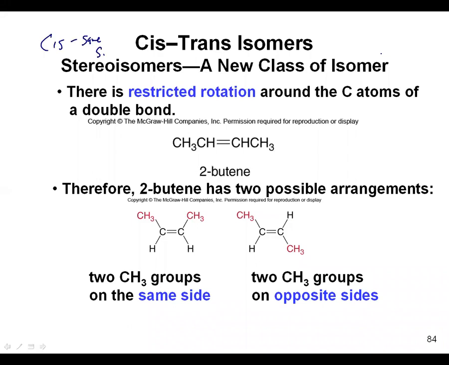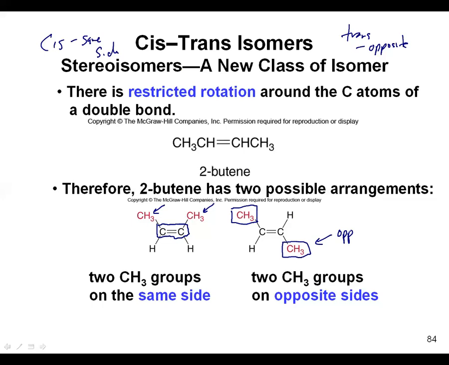And what we're talking about here is the double bond. And in this case, we have a CH3 here and a CH3 here. Those are 2 groups that are on the same side of the double bond, and that would make it the cis isomer. While on this one, the 2 groups are on opposite sides of the double bond, and that would make it the trans isomer.